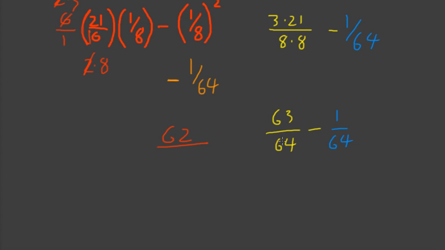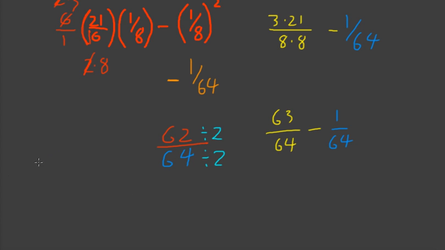When we're adding or subtracting fractions, once we have the same denominator, we can add or subtract just the numerator. So it's 63 minus 1, which is 62, and the 64 stays on the bottom. Now we want to ask ourselves, can we reduce this further? Well, I believe we can. We're going to reduce this by dividing it by 2, so divide the top by 2 and the bottom by 2.